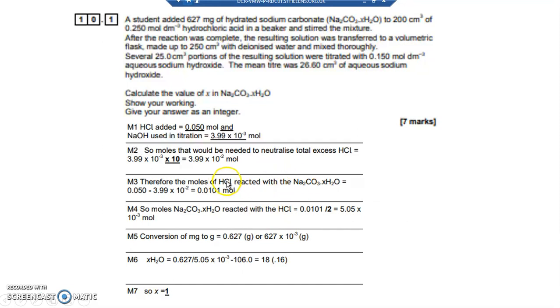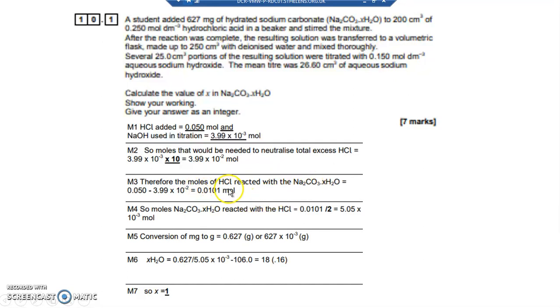If 1 mole of hydrochloric acid reacted with 1 mole of this sodium carbonate, 1 to 1, the amount of sodium carbonate would equal the amount of acid that's reacted. But 2 moles of acid react with 1 mole of sodium carbonate. I know that because it's going to make sodium chloride, NaCl, and I've got 2 Na's here and 1 Cl. So 2 moles of HCl will react with 1 mole of sodium carbonate. Or we could say 1 mole of hydrochloric acid reacts with half a mole of sodium carbonate.